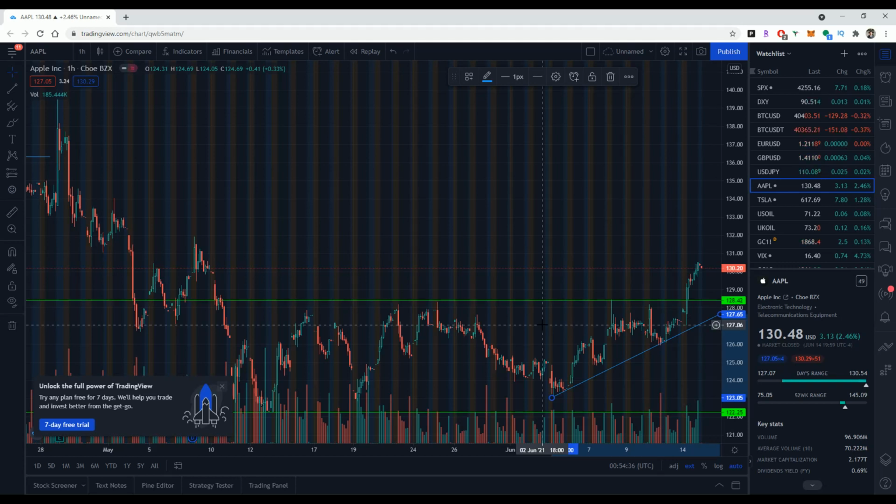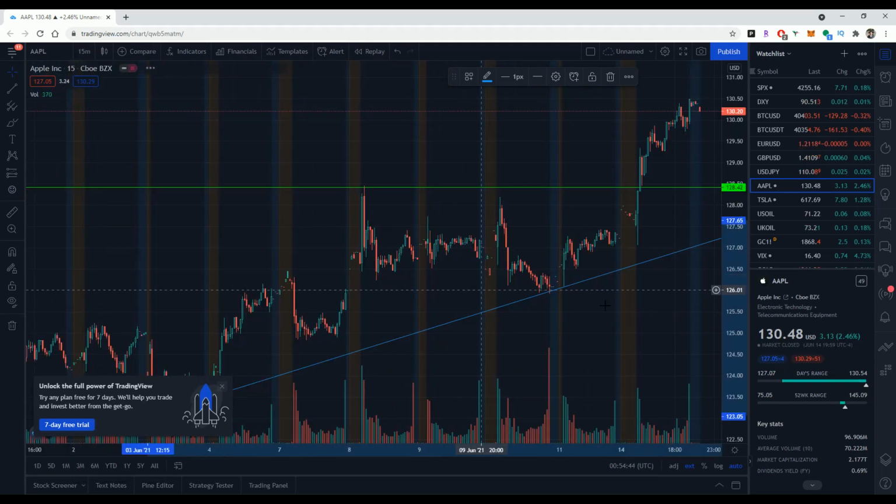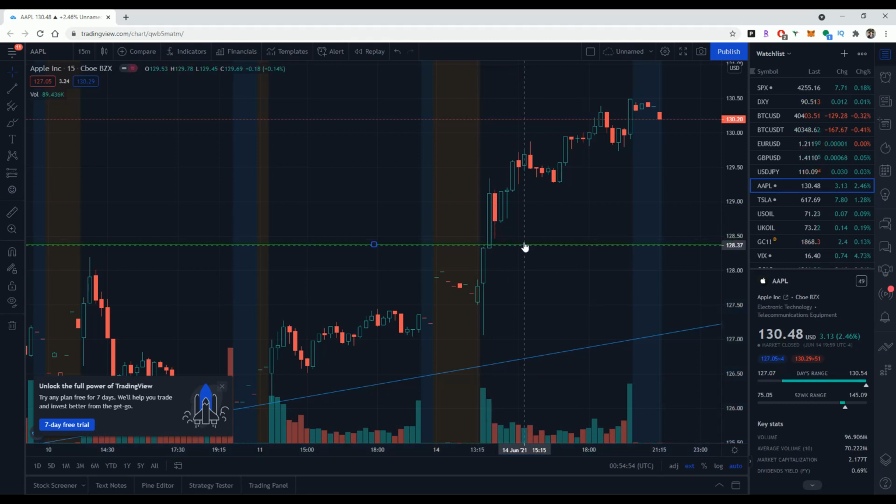Because the rest of tech has been doing pretty well, Apple to me has been lagging a little bit. I felt that sooner or later Apple was due for a run, and my entry confirmation, let's get back to the 15-minute, was going to be when Apple crossed this line. So you can see this candle right here. Apple pushes above the 128 mark, and then it shoots all the way up to 129 and comes immediately back down. Because it didn't break below this line, that was my confirmation that it was time to enter. So I bought it around right here, just below 128.5.